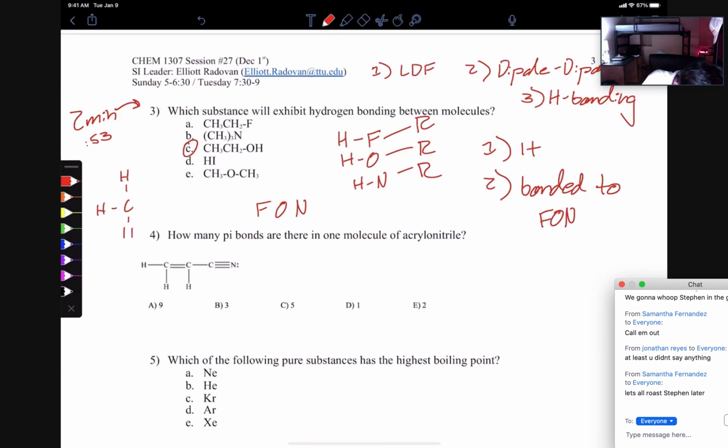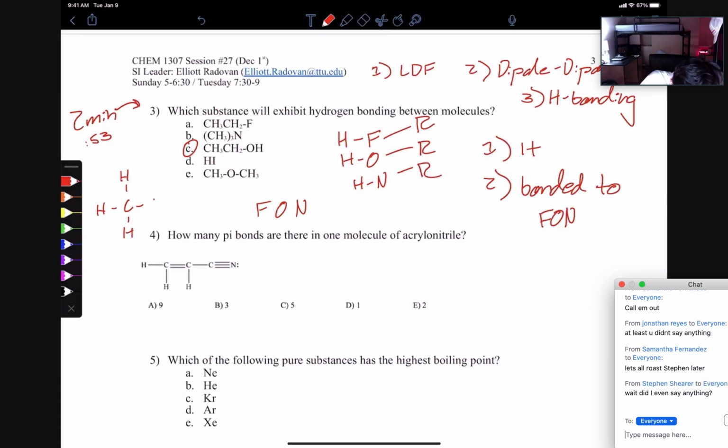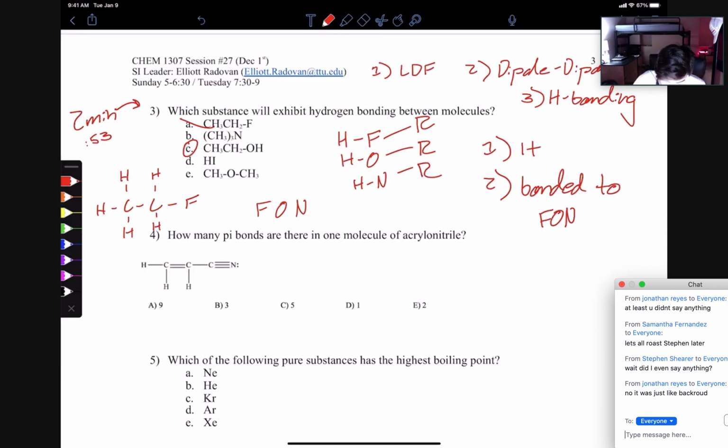For me, this is easy because I can just picture these in my head from taking organic chem, but chances are you're going to need to draw these out, okay? When you draw it out, you get a molecule that looks like this. Now you can see that fluorine is attached to the carbon, and that hydrogen is attached to the carbon. So that hydrogen itself is not attached to the FON, okay?